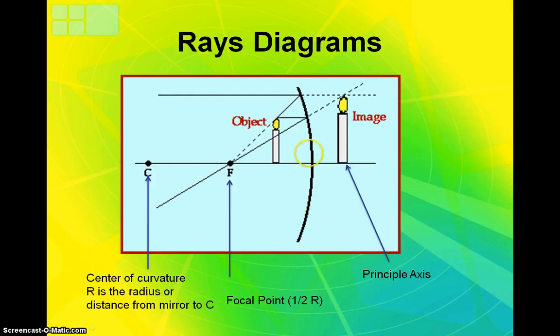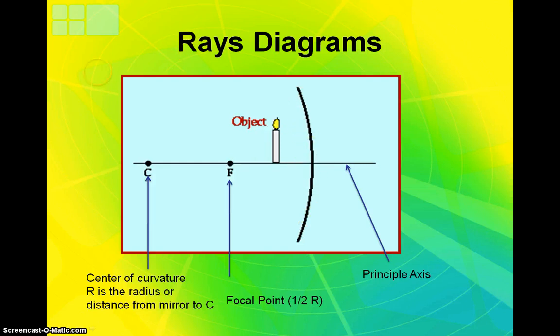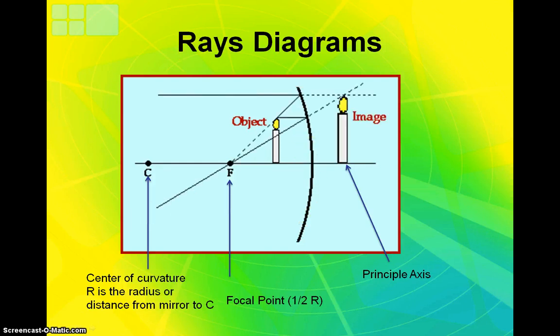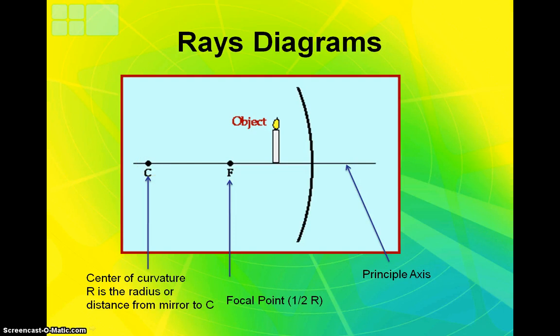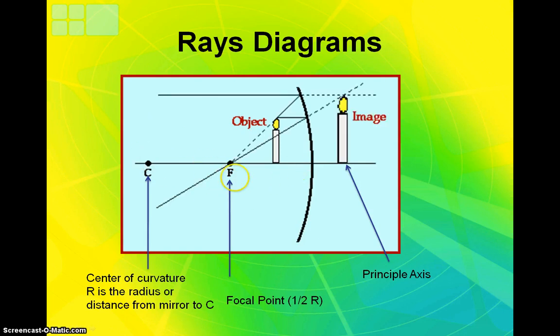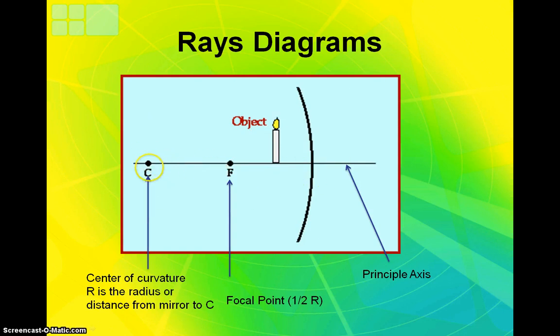Now, if we were to extend this curved mirror out, it would eventually make a large circle, right? So C is the center of that circle, the center of curvature, and the distance from it to the mirror is the radius of curvature. The focal point is 1/2 of that radius, so it's halfway between the center of curvature and the mirror.